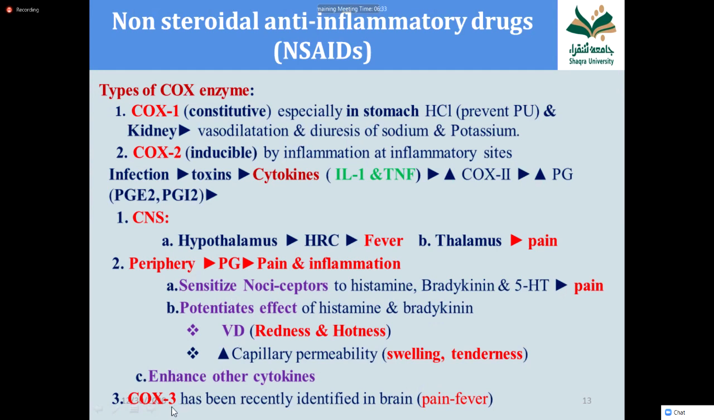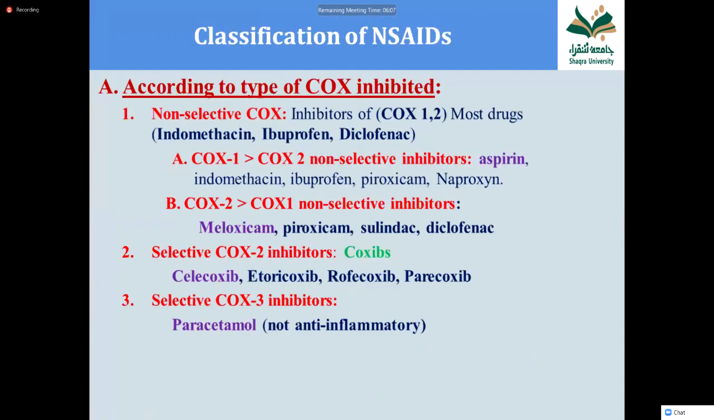COX-3, another isoform of cyclooxygenase, has been identified in the brain, and it is responsible for pain and fever, not for inflammation. That's why the drug paracetamol, which inhibits COX-3, has only analgesic and antipyretic effects, but no anti-inflammatory effects. Then let's classify NSAIDs into various classes.